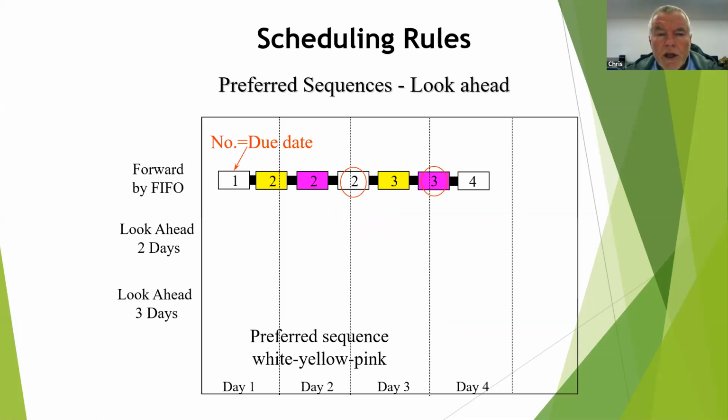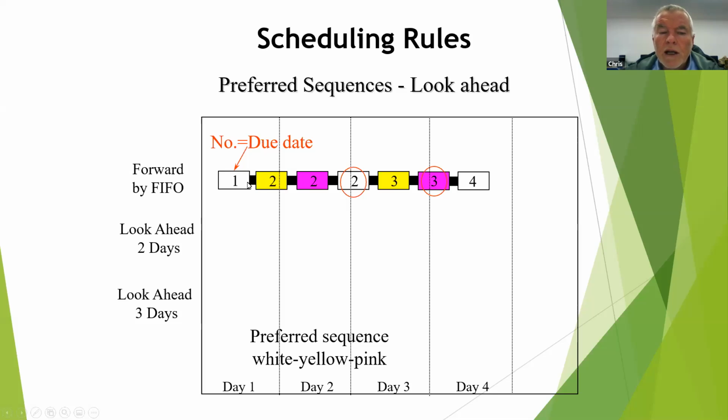Here's a heuristic looking at reducing setup. So I've got 4 days, day 1, 2, 3, 4. I've got orders white, yellow, and pink. This one is due on day 1. These are due on day 2. These are due on day 3. This is due on day 4. If I put the 2 white orders next to each other, I would avoid having to do a setup. If I put the 2 yellow jobs next to each other, I would avoid doing the setup in the same way for purple. So what happens if I use a heuristic called look ahead for 2 days?